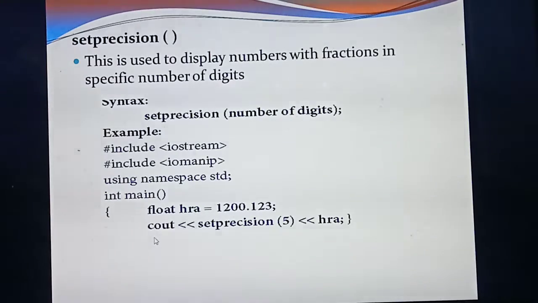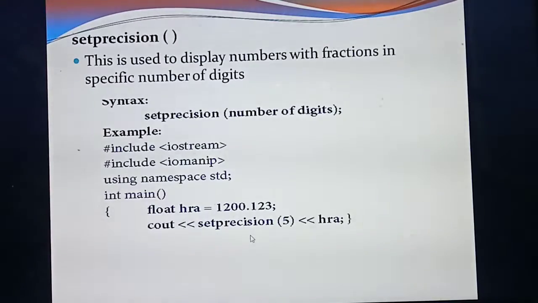Listen, next inside cout you are giving this manipulator. Everything for formatting output should be given inside which one? cout. Why? Because you are going to make some changes in the output screen, and output is always displayed inside cout. So inside the cout you have given setprecision of 5. What's the syntax for setting the precision? setprecision, then inside it the number of digits. So inside setprecision you are giving how many digits? 5.